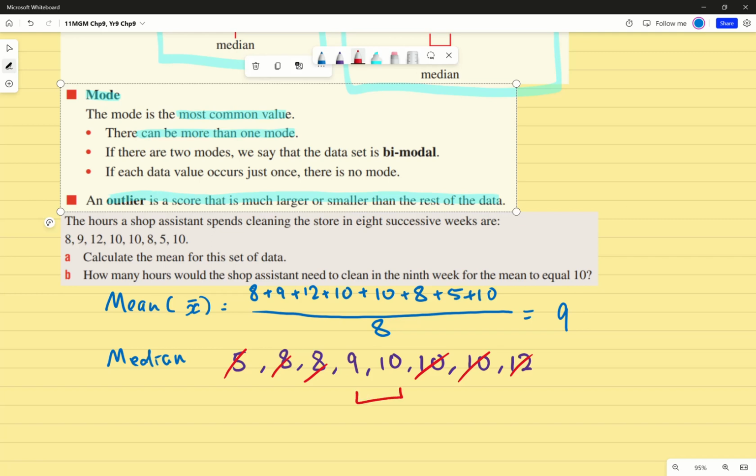9.5. If it's some weird obscure number like 30 and 42, and you have to find the middle, just add them up and divide by 2.